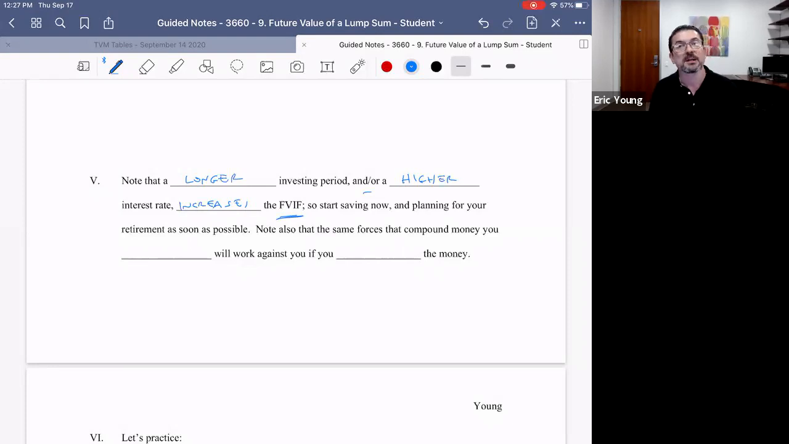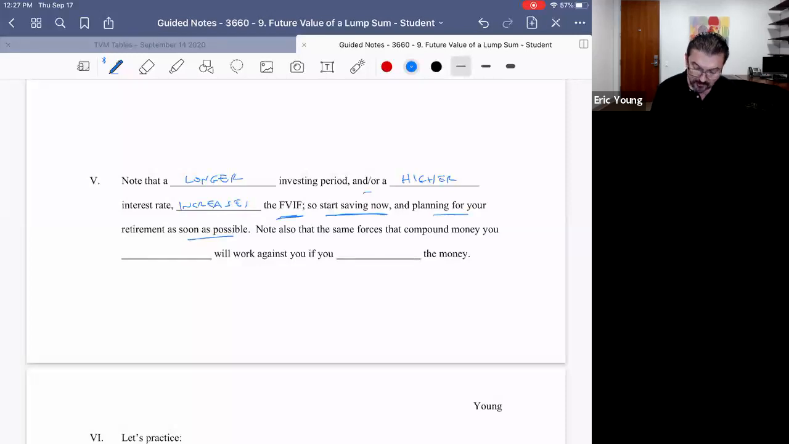The idea here is the higher the rate you earn or the more time you have, the more wealth you're going to accumulate. So again, your takeaway: start saving now. Start planning for your retirement ASAP, because time and rate are your best friends in wealth accumulation.